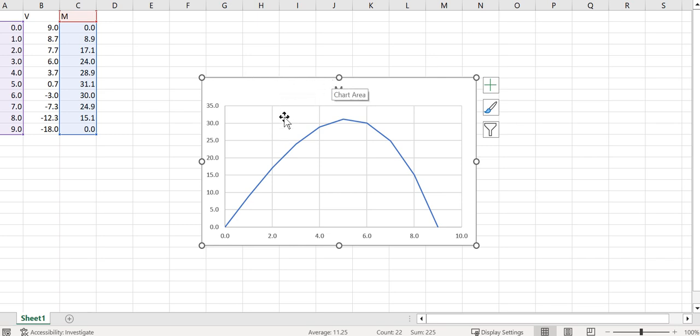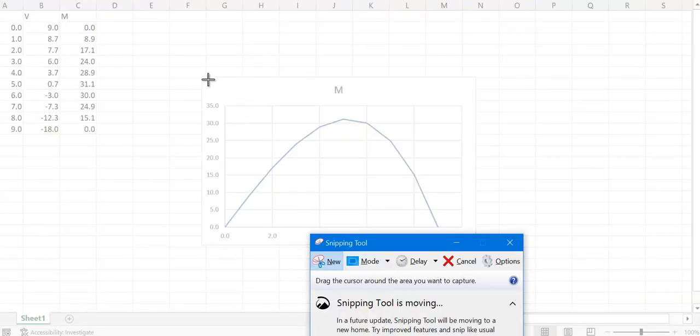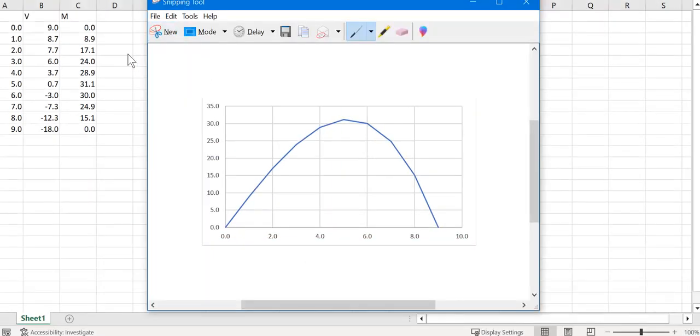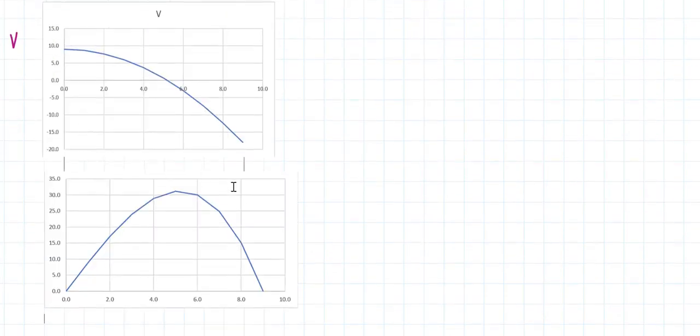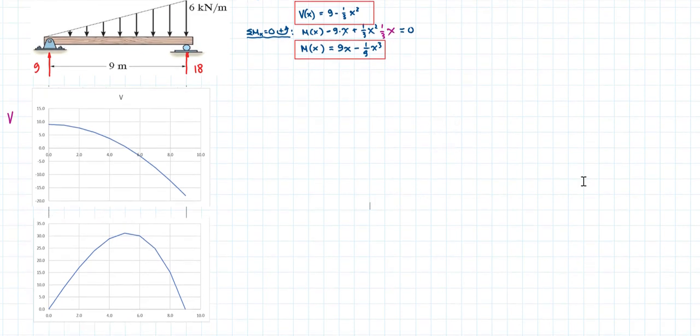That will be the other one, right? We're almost done with this. Those will be the graphs: shear in kilonewtons and moment in kilonewton meters. Right? Just one last thing.